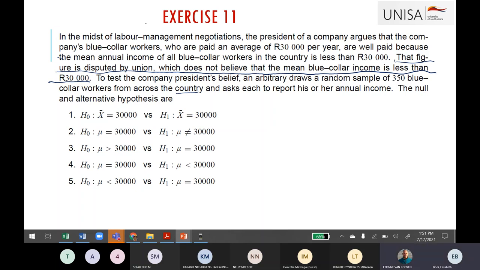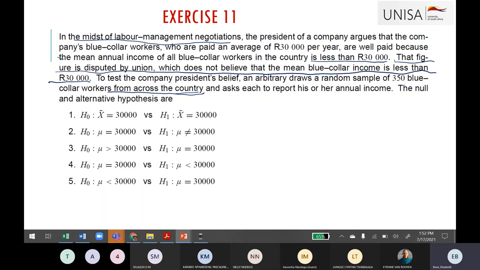Remember, the claim here is not only what the statement is saying, the average is 30,000, but they also say the mean annual income of blue collar workers in the country is less than. Since this is a study across the country, it's not about that company alone. So we need to take that into consideration. It means the population mean is less than. Remember, this is the mean of the company, not the country. The country is the population.